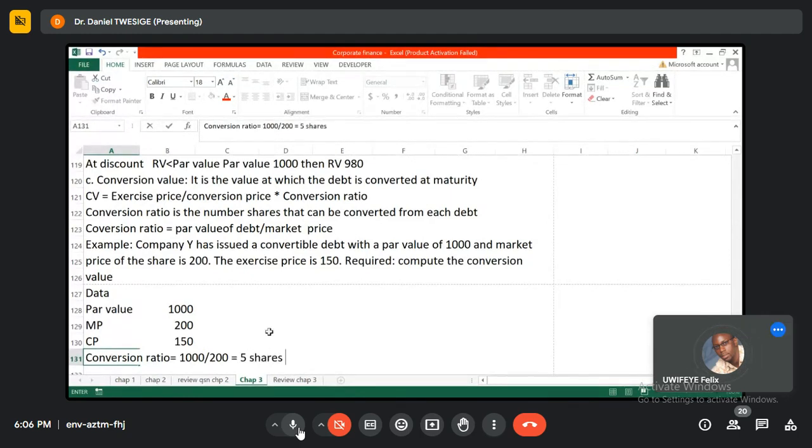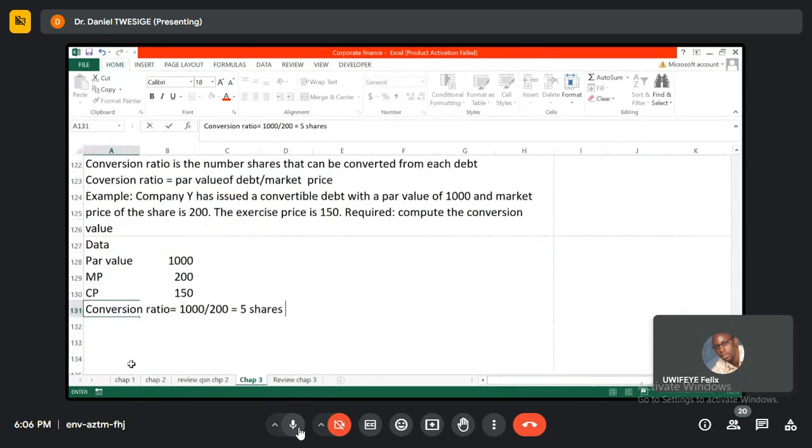From each debt. Then, how much will you get? Suppose you decided to convert your debt, what is going to be the conversion value?